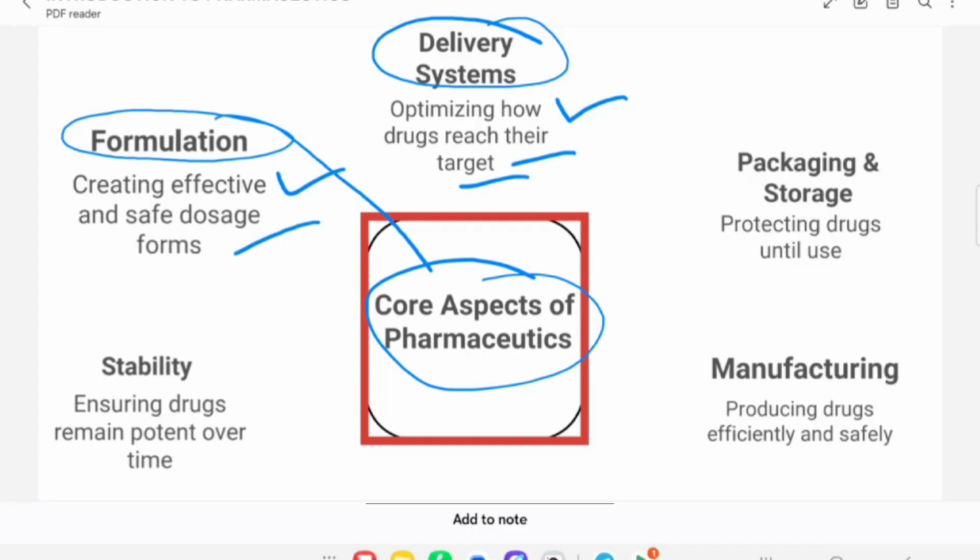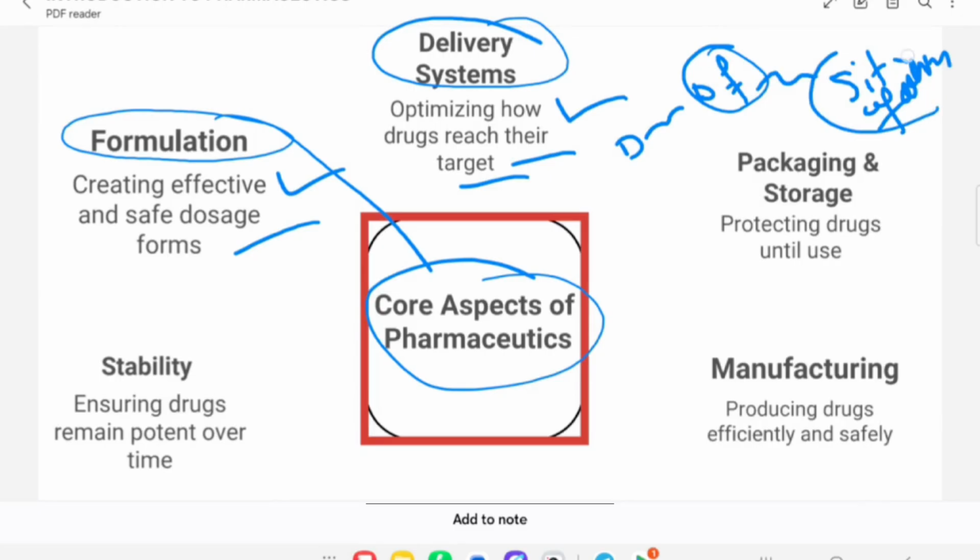Means when any drug is incorporated in the dosage form, depending on the need or the criteria, we can design the dosage form to reach the site of action, so that it will reach its target safely. Then stability. It will ensure the drugs remain potent over time. Means it will protect the characteristics of the drug and it will be helpful in maintaining the potency of the drug.